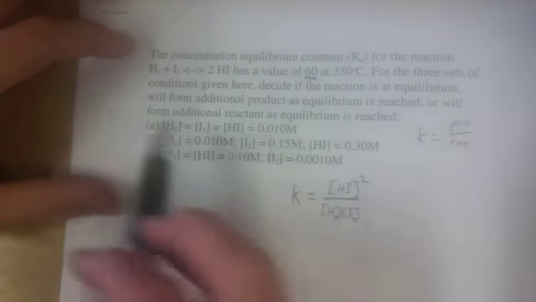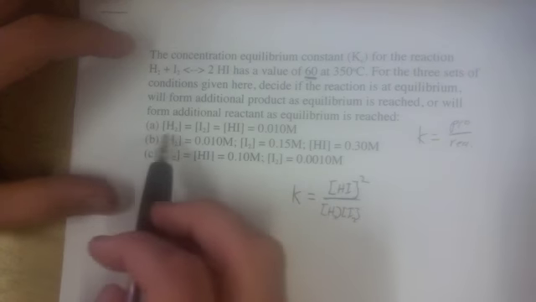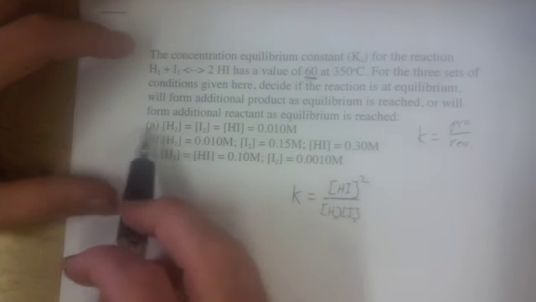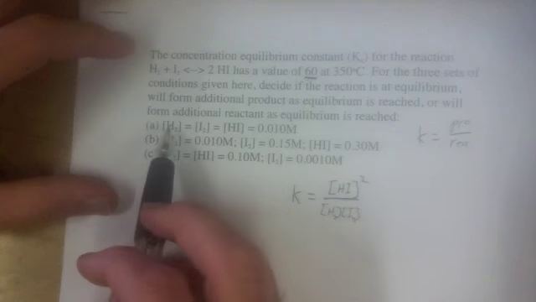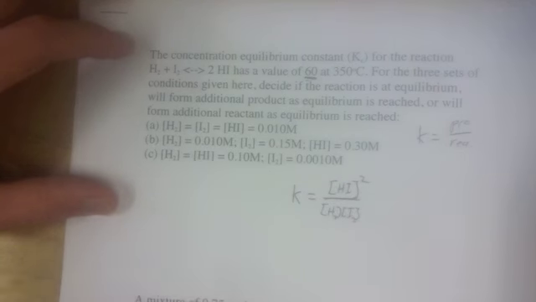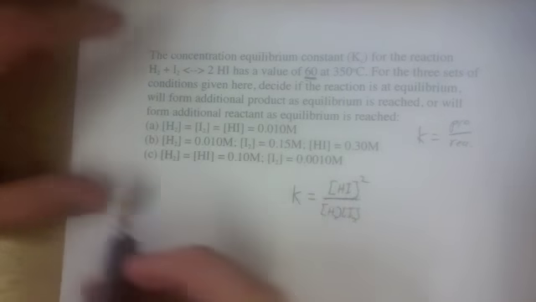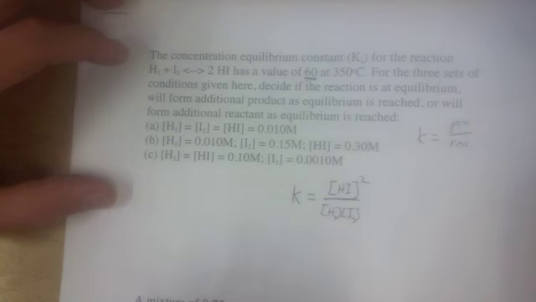So first of all, we have a first scenario, where all our concentrations are equal. The concentration of hydrogen, iodine and hydrogen iodide are all equal to each other. And what we want to know is if this is at equilibrium.